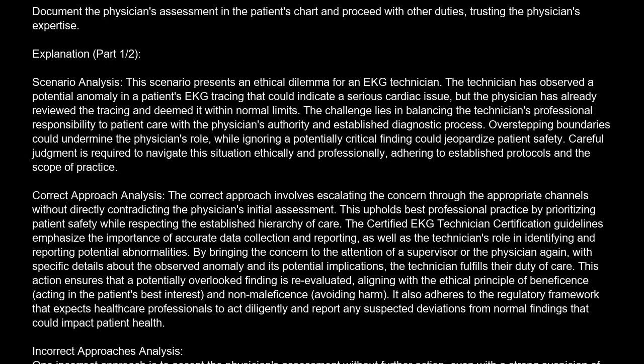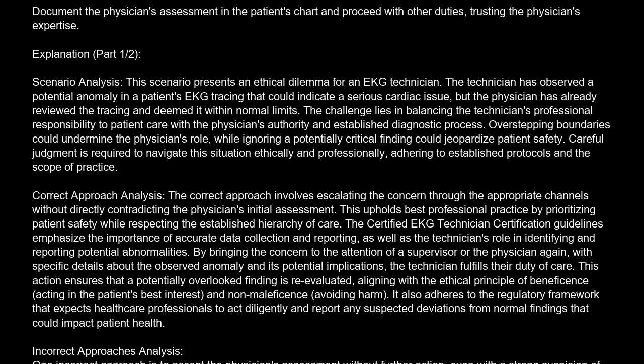Correct approach analysis. The correct approach involves escalating the concern through the appropriate channels without directly contradicting the physician's initial assessment. This upholds best professional practice by prioritizing patient safety while respecting the established hierarchy of care. The Certified EKG Technician Certification Guidelines emphasize the importance of accurate data collection and reporting, as well as the technician's role in identifying and reporting potential abnormalities.